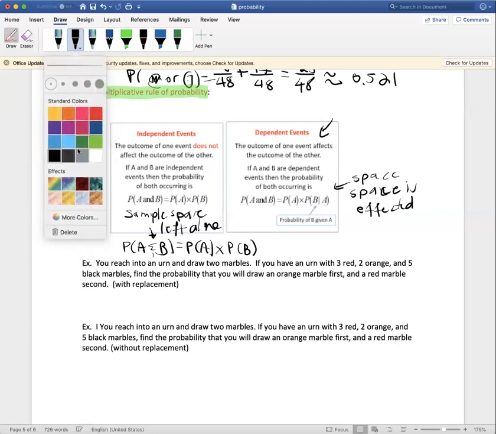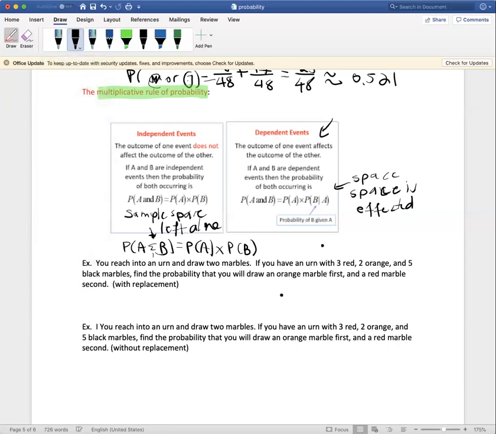So let's do this. I'm going to make this a little bit bigger to make it easier to write with. I want to make sure that you understand what I'm talking about when I say the sample space is affected and the sample space isn't affected. And something that we can look at here is this idea of with replacement and without replacement. So when we replace something, you put it back.